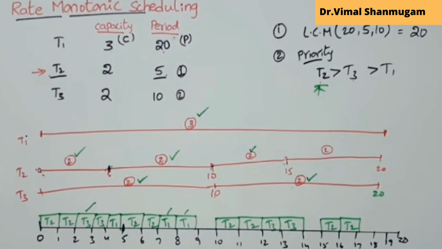It is fully based on the time period and the capacity of each and every process. I think you understood rate monotonic scheduling. It is very interesting. So we will see in the next topic, very interesting, the deadline monotonic scheduling.